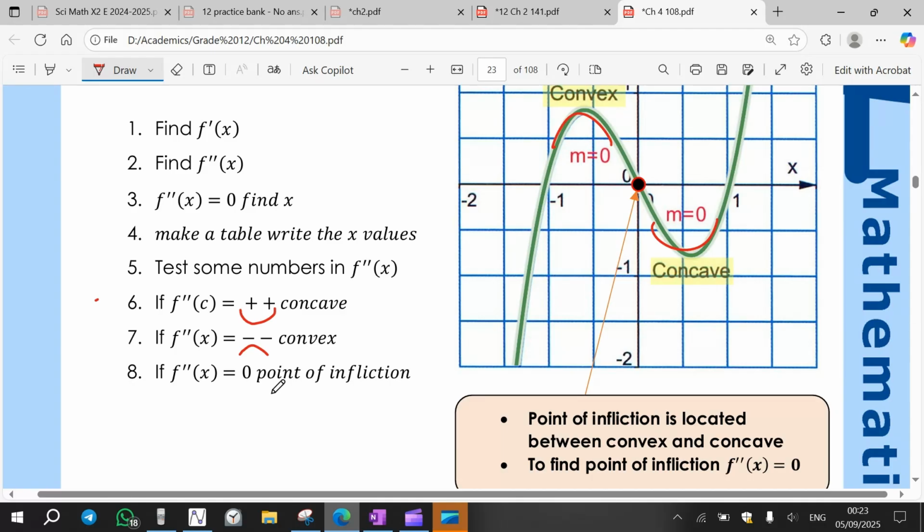F double prime equal to 0 is most of the time a point of inflection, while we have cases of f double prime equal to 0 where the point does not become an inflection. We will talk about it later.